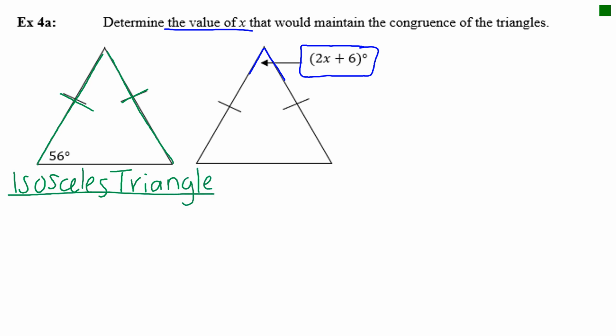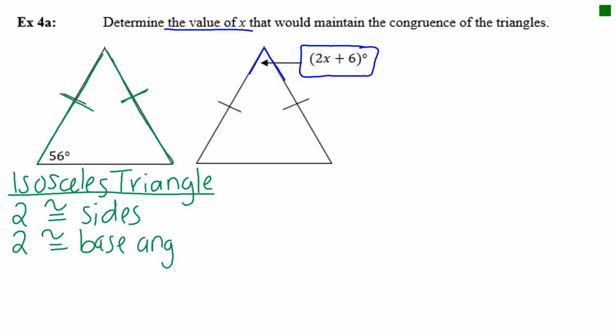Now, there's a couple things true about an isosceles triangle. The first is that it has two congruent sides. Okay. The next thing is that it has two congruent base angles. Now, the base is what the triangle sits on. So this side down here. Okay. Those two need to be congruent. So if the one on the left is 56 degrees, the one on the right must also be 56 degrees.